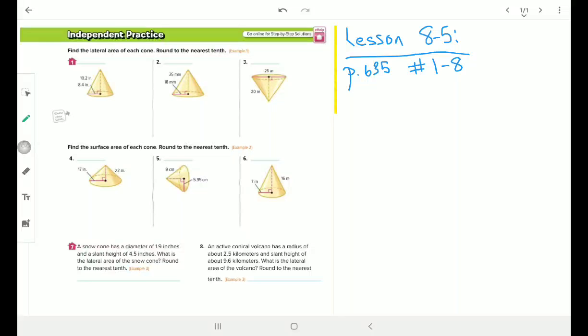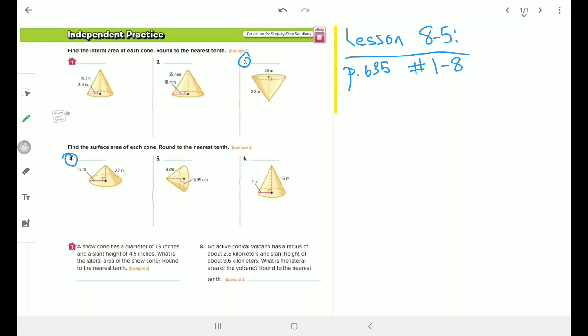Today we'll be talking about the surface area for cones and the lateral area for cones as well. Your assignment today was on page 635, numbers 1 through 8, and we're going to take a look at a couple examples to help you with this. Examples 3 and 4 for today's lesson.